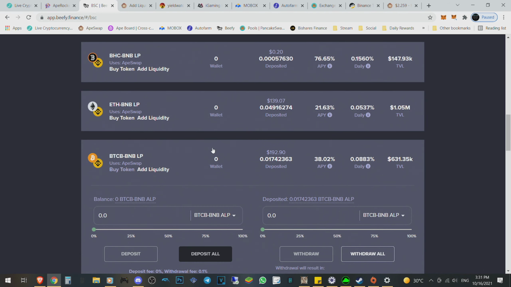Wait for it to show in your wallet. It should be around about $100. Just confirm. $99.85. Deposit all.